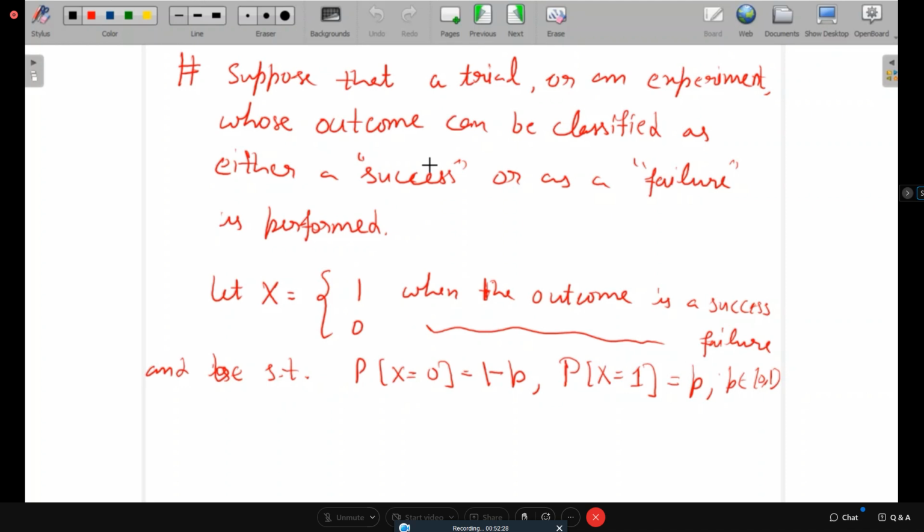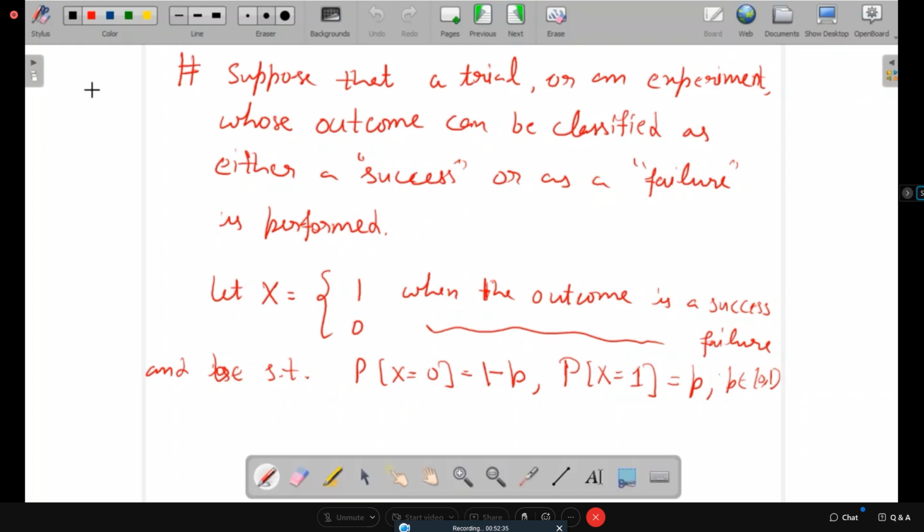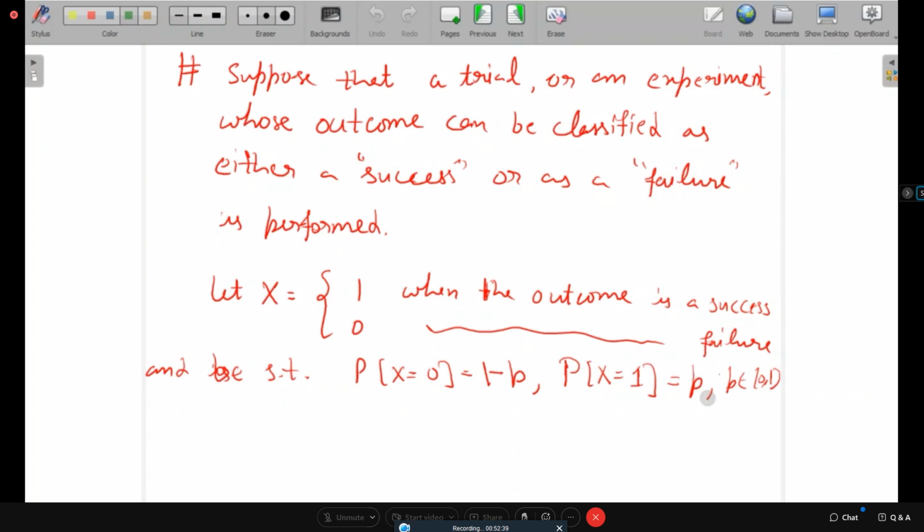And its PMF is also straightforward. The probability of success, which we generally denote by P, and the probability of failure is 1 minus P. If I read this from the first line, suppose that a trial or an experiment whose outcome can be classified as either a success or a failure is performed, and let X take the value 1 when the outcome is a success, and 0 when the outcome is a failure. It's a kind of indicator random variable.